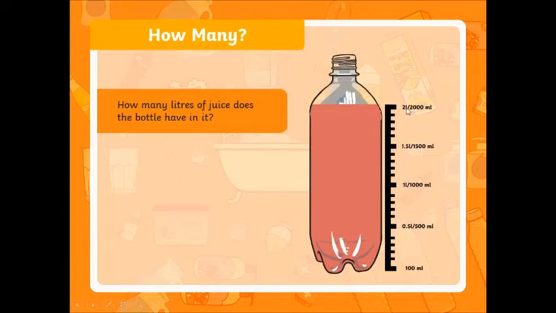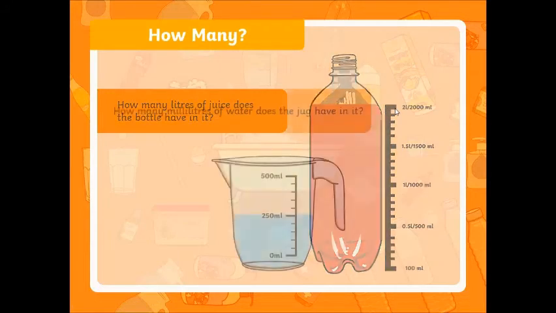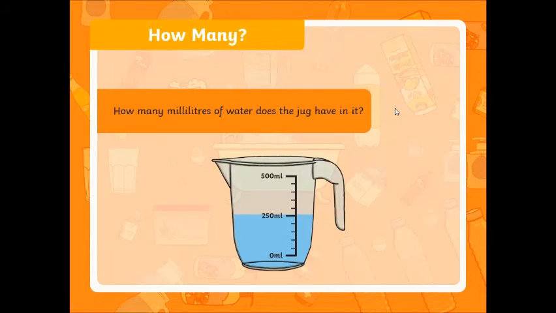The reason why they have litres and millilitres is because 2,000 millilitres is the same as 2 litres. For every litre, we have 1,000 millilitres. We'll be learning a little bit more about that next year in 4th class. So this has 2,000 millilitres or 2 litres. How many millilitres does this jug of water have in it? So if we use our scale, 0, 250, 500, and we can see the water is at 250.